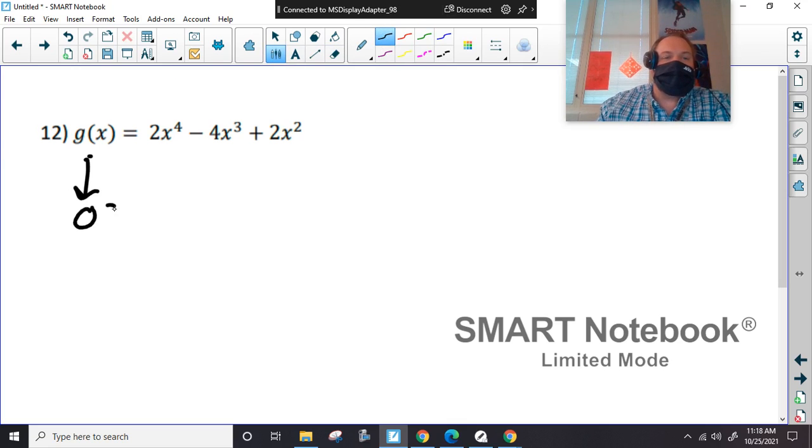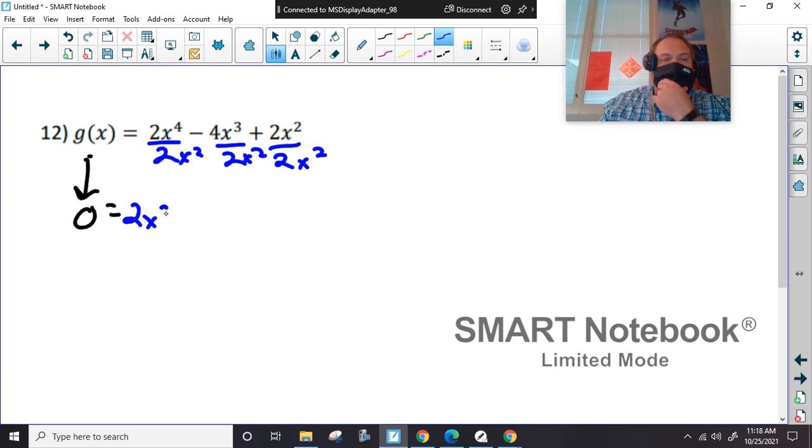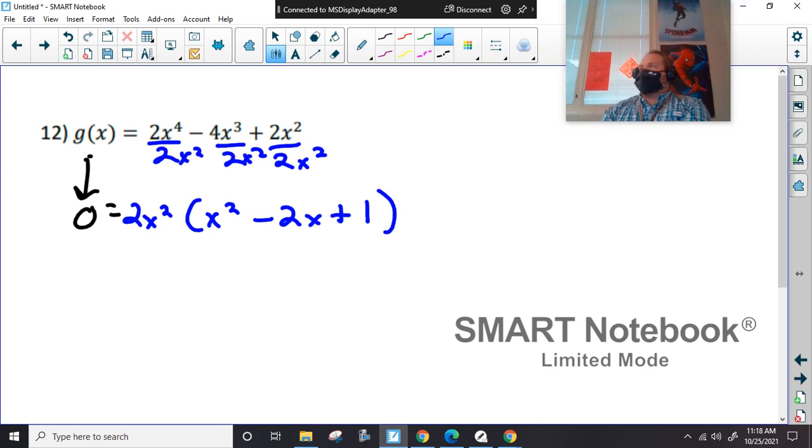Number 12. What's something we can divide out of everything? Yep, 2x squared. Wow, this looks kind of similar to a problem we had before. Some people are like, it does. I don't think we've ever done this problem.